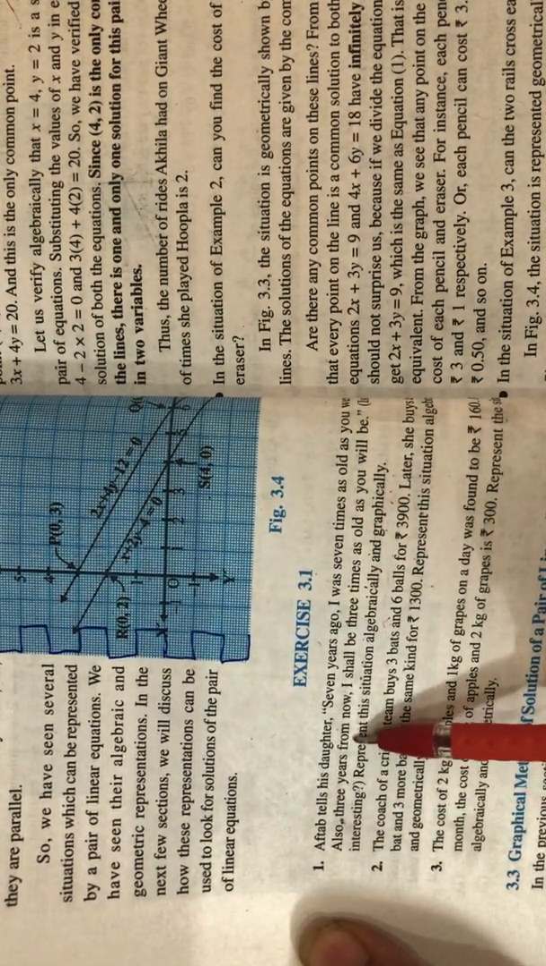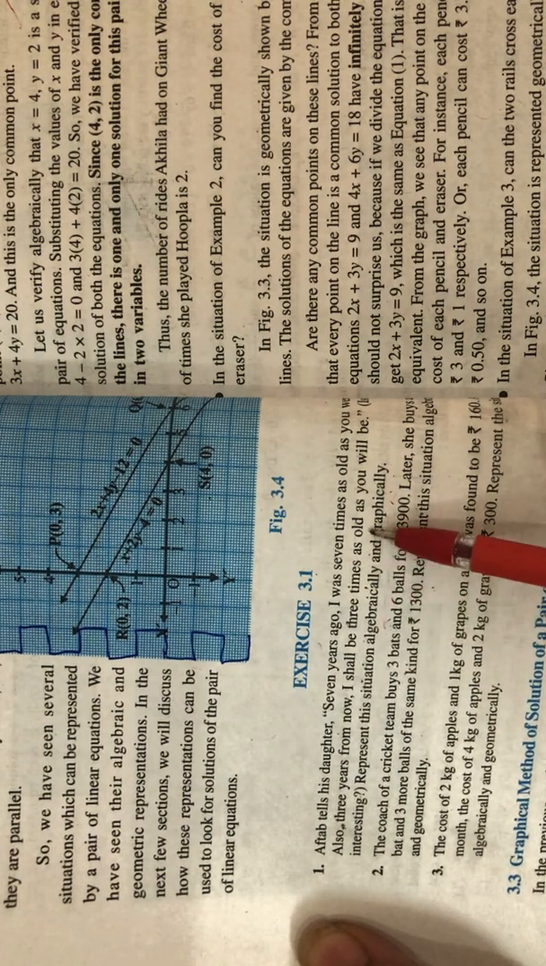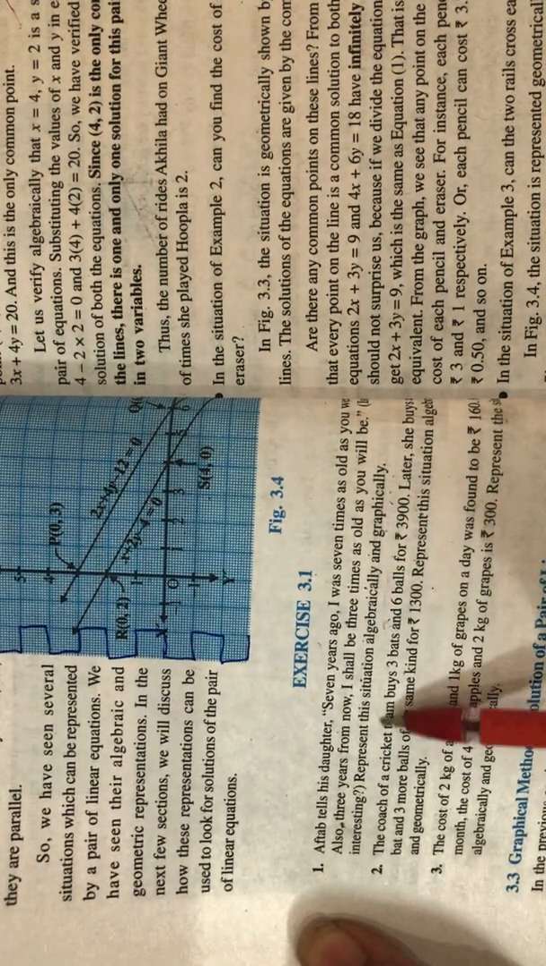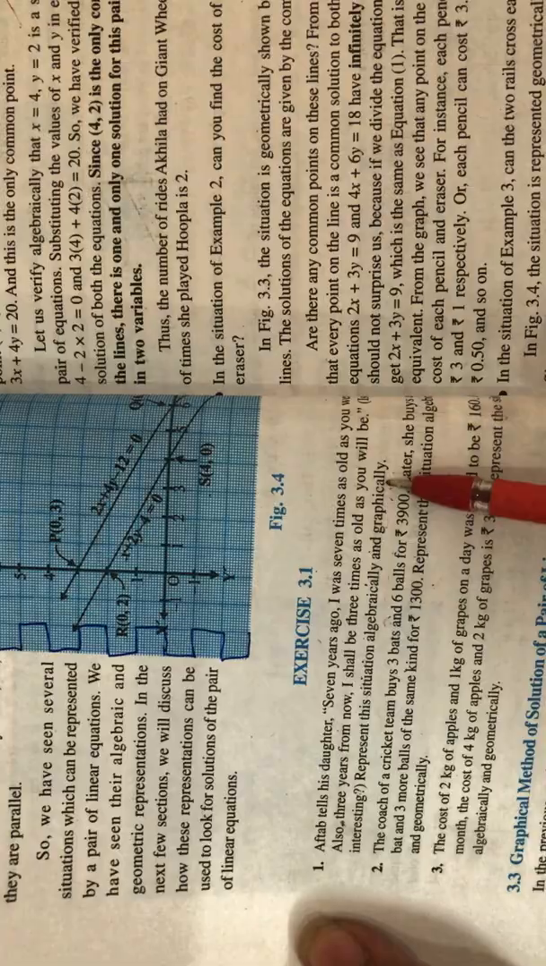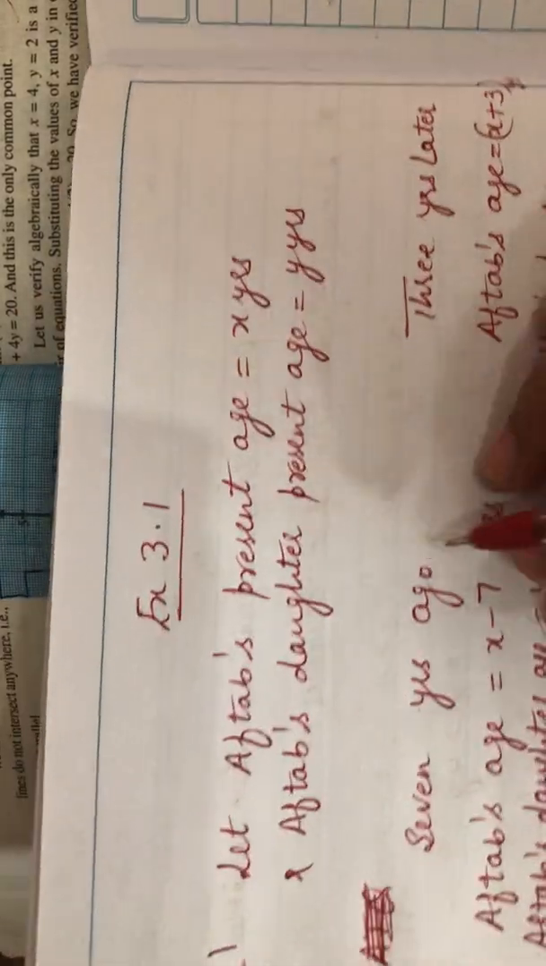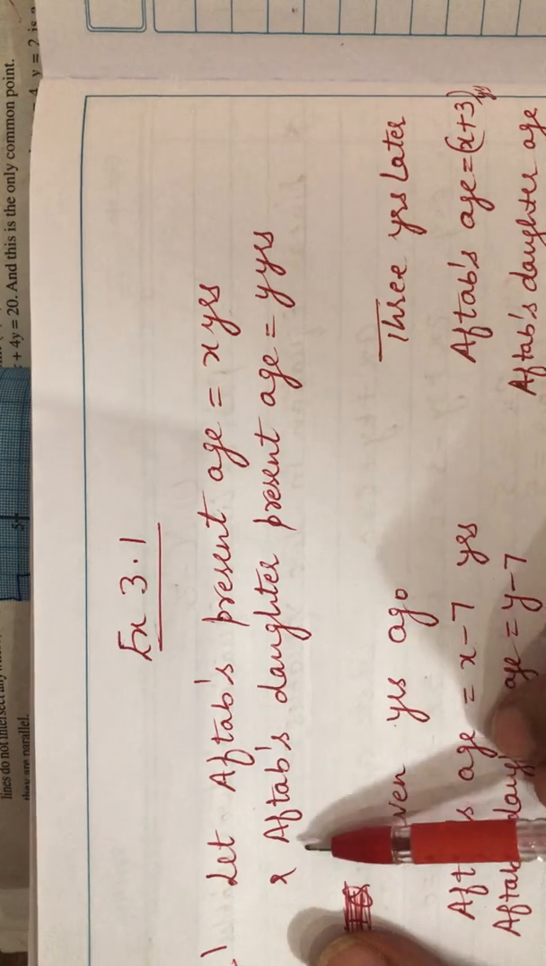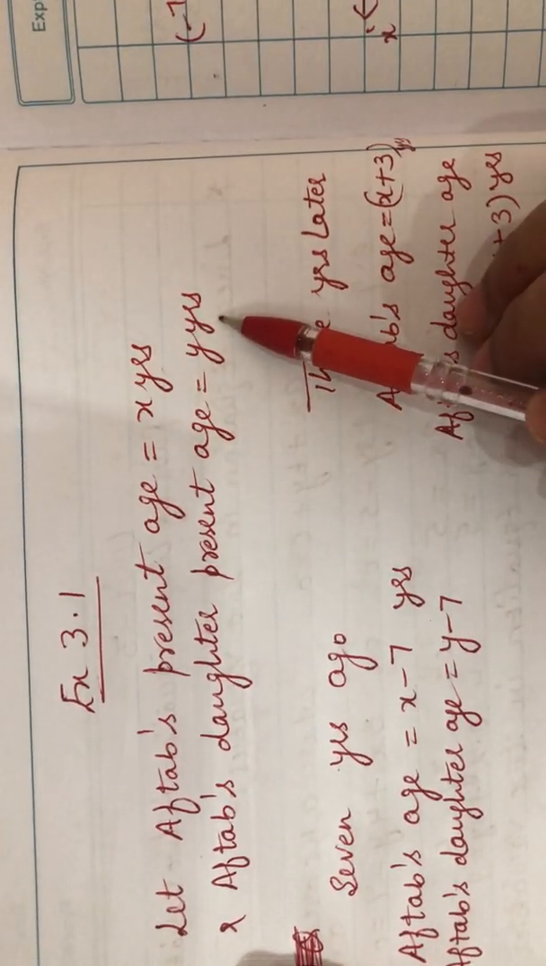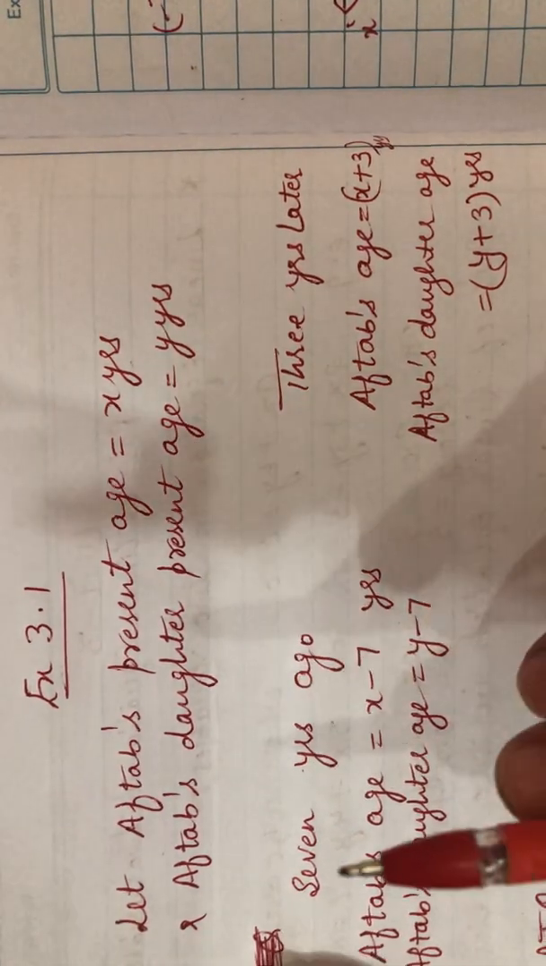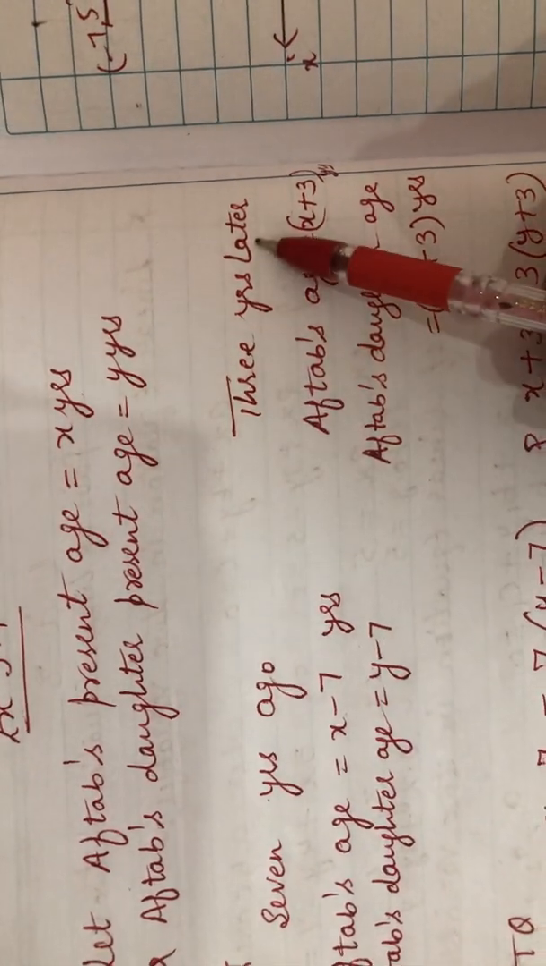were. Also 3 years from now, I shall be 3 times as old as you will be. Represent this situation algebraically and graphically. Now we have two unknowns. That is, let Aftab's present age be x years and Aftab's daughter's age will be y years. Right? Now we have two conditions, 7 years ago and 3 years later.